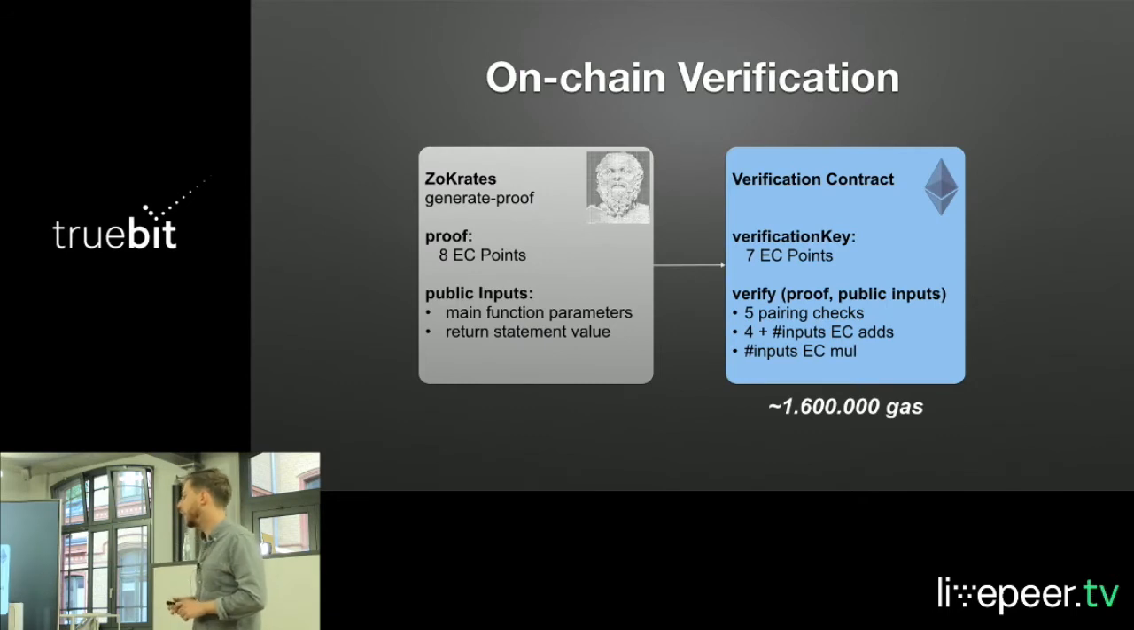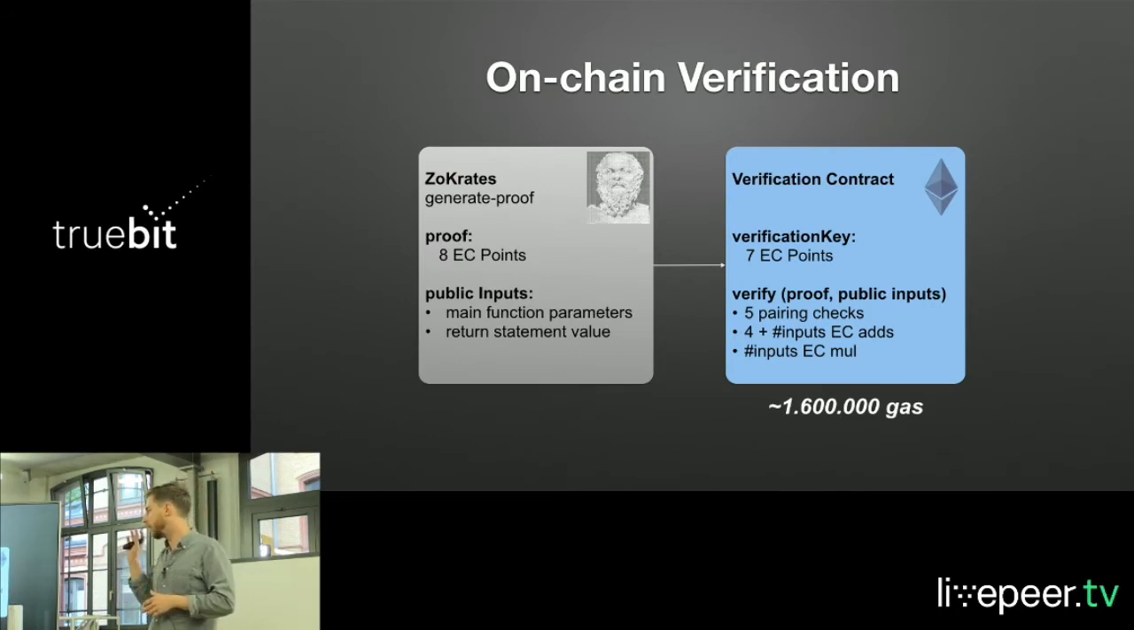It costs currently, with the current formalism, 1.6 million gas, and as the number of public inputs or return statement values increases, it becomes linearly more expensive, but it scales quite well. I think up to 80 or more inputs until you would reach the block limit. And there are always options to optimize that by summarizing multiple field elements in one other field element. So there are some tricks you can do for optimization here.